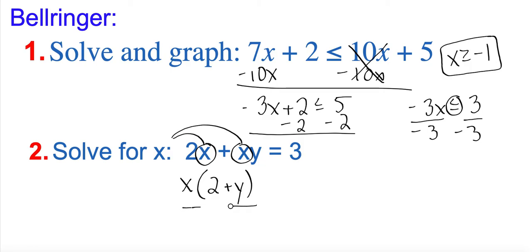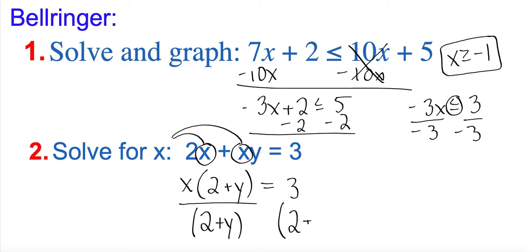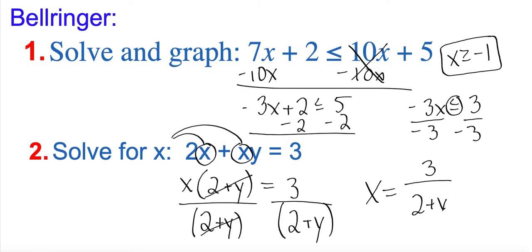All right? So then we will solve for x here. Okay, so we have this group here, the 2 plus y, so we can take that and divide it out from both sides. All right, and maybe you want to keep it in parentheses, that way you can tell it's a group, but it's not really necessary. So our final answer is going to be x equals 3 over 2 plus y.